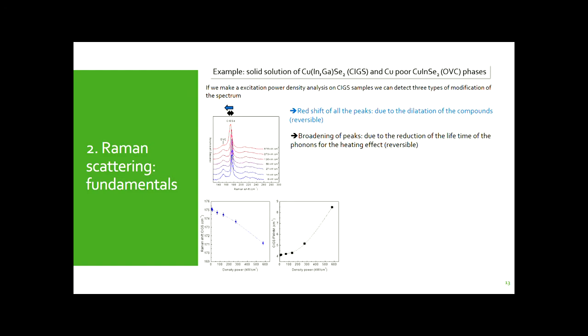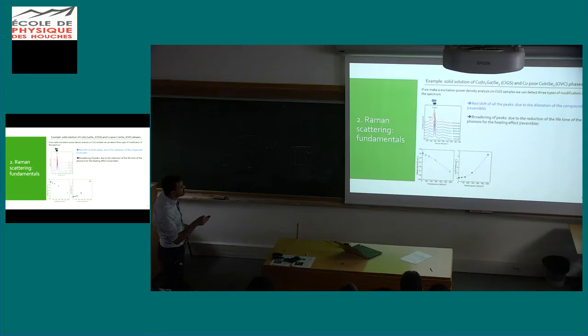But also you will observe a broadening of your peak. Observe, here it is very broad, here it is very narrow. And here you can see how, by increasing the power density, the full width at half maximum increases a lot. This, at a given point, is due to a heating effect and also can be reversible.